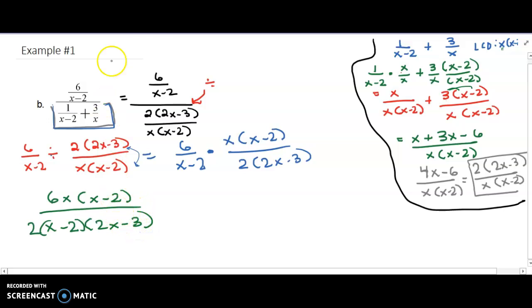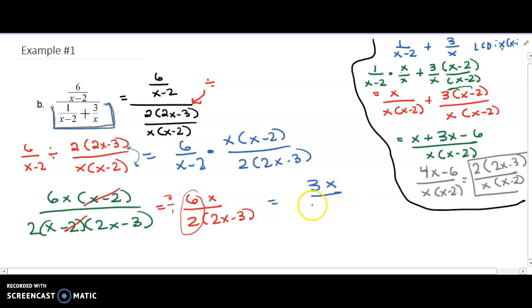Now notice the x minus 2 terms go away, so 6x over 2 times (2x minus 3). Then 6 over 2 becomes a 3 over 1, so this is just 3x over 1 times 2x minus 3, and we can drop that 1. So 3x over 2x minus 3, this is my answer.